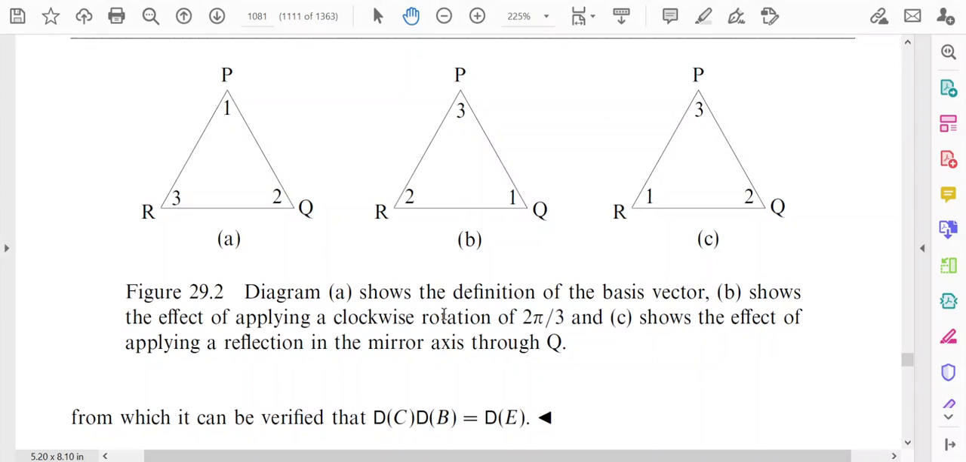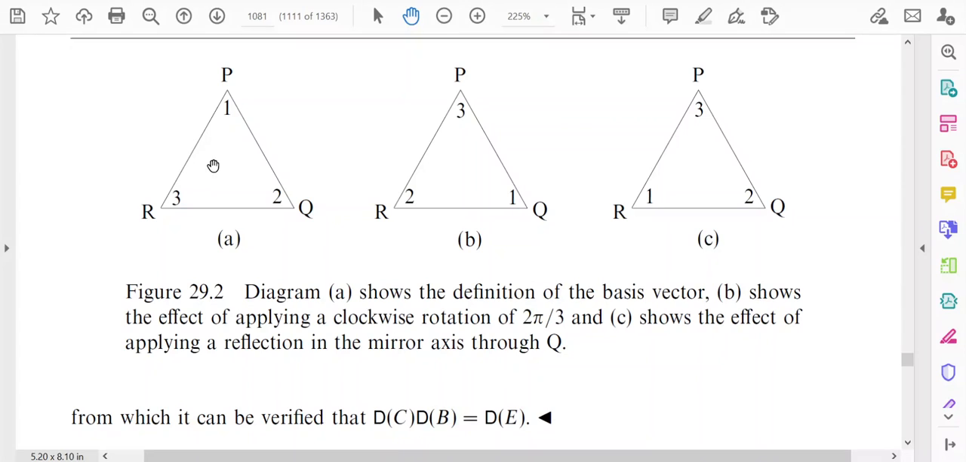Now another operation is the effect of applying a reflection in the mirror axis through Q. Think of it this way: through Q there is a mirror, and the mirror runs from Q to the midpoint of P and R. If the mirror is placed in this way, what will happen? The point Q will remain unchanged, because the mirror is placed from Q to the midpoint between P and R, that is, this particular midpoint.